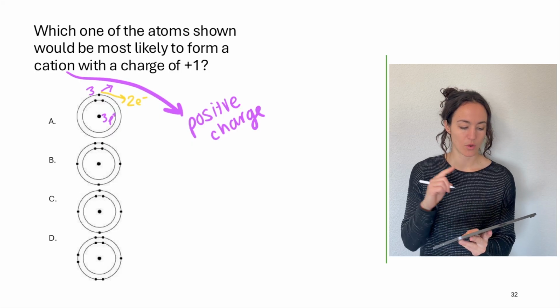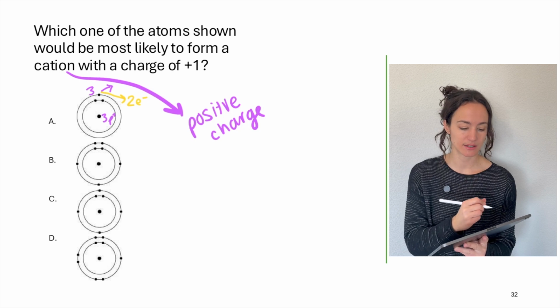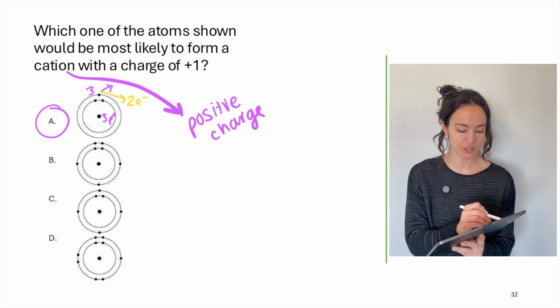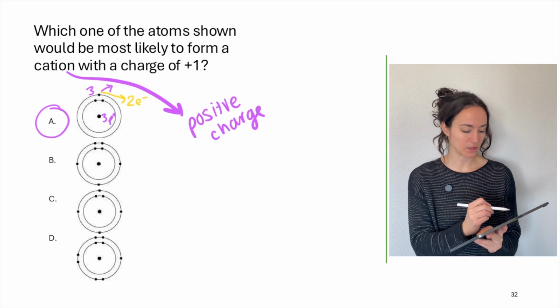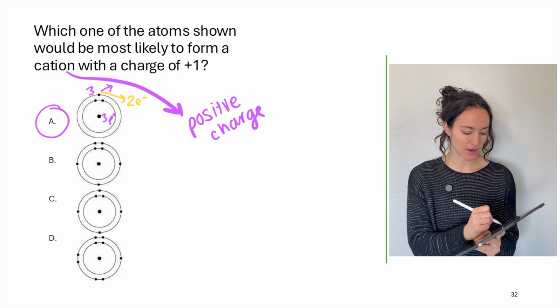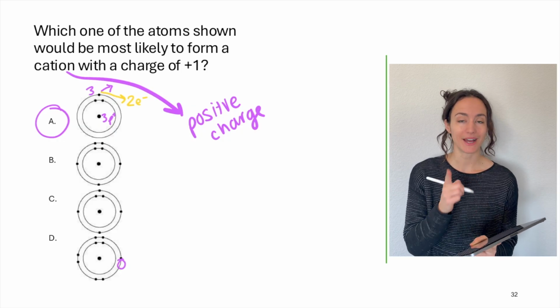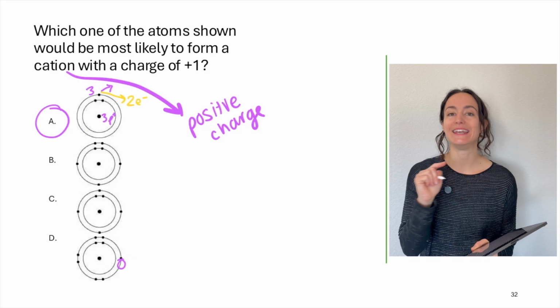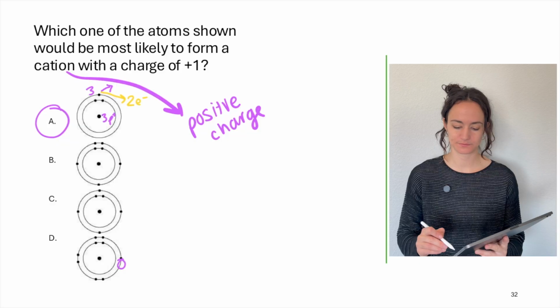So I would have 1 more proton than I do electron if this ionized, meaning I would have a charge of +1. People often, when they do this practice problem, will look at D and think, oh, I just need to gain 1 electron right here. But that would give you a charge of -1 because you just gained a negatively charged electron.